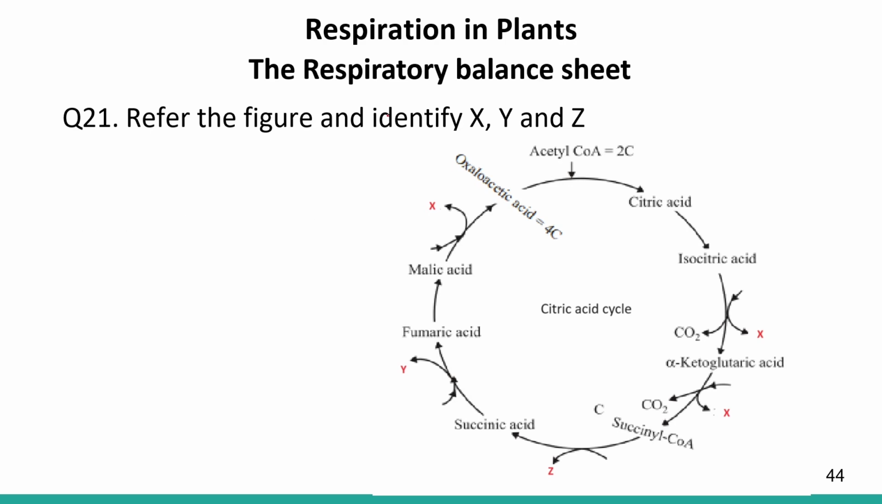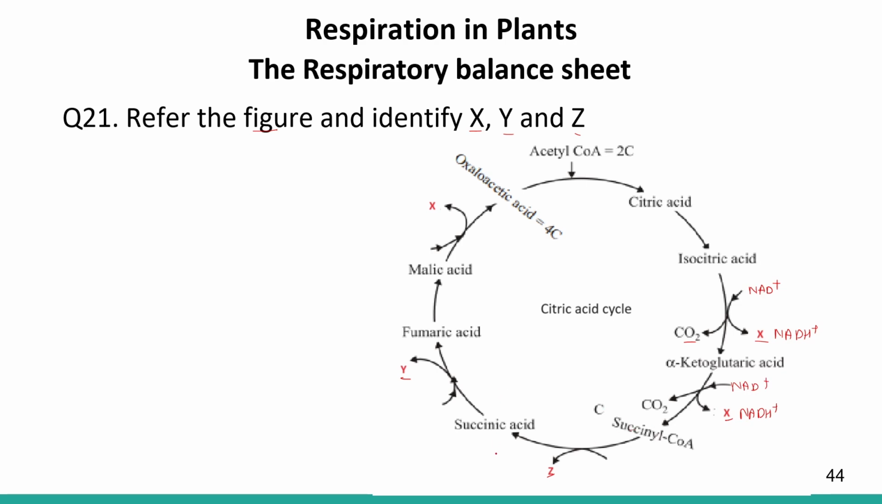Now coming to the next question. Here again you have been given a figure and the question is, refer to the figure and identify X, Y and Z. Now what happens when isocitric acid is converted into alpha-ketoglutaric acid? Carbon dioxide is released and NADH is produced from NAD. Here again, NADH is produced from NAD.